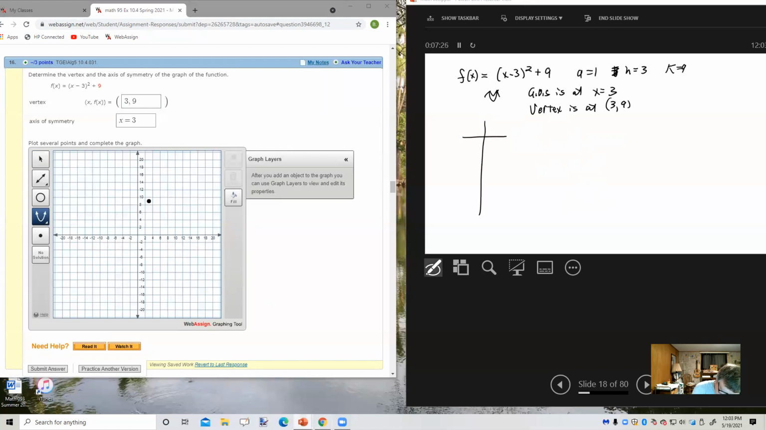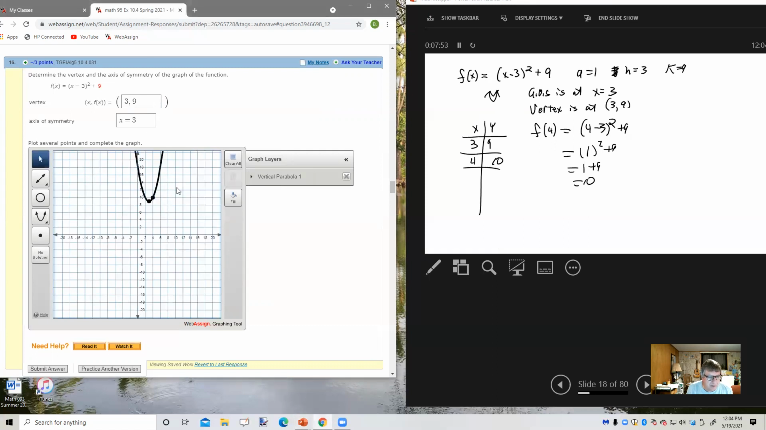I need to find another point. Let's pick a point that's to the right or to the left. How about 4? If x is 4, what do we get? F of 4 equals the quantity 4 minus 3 squared plus 9, which is 1 squared plus 9, which is 1 plus 9, which is 10. So 4, 10 is my second point.